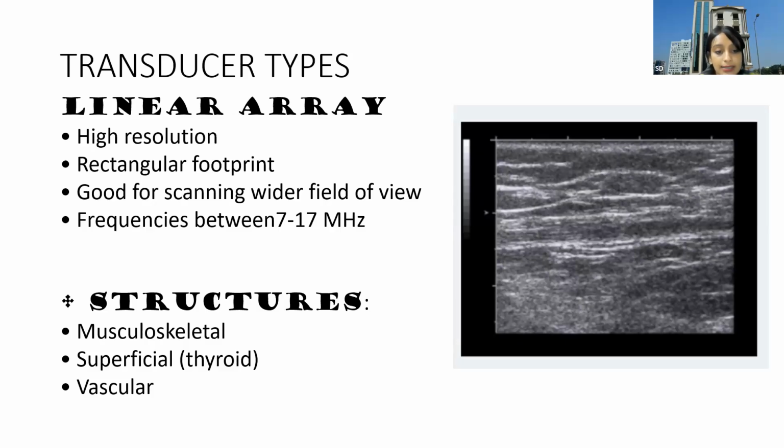It is in parallel lines. And structures which we usually see are musculoskeletal structures, or any superficial structures, even vascular. So in anesthesia practice, we can use a linear probe, or we can use a hockey stick probe to find out a particular vessel for cannulation.